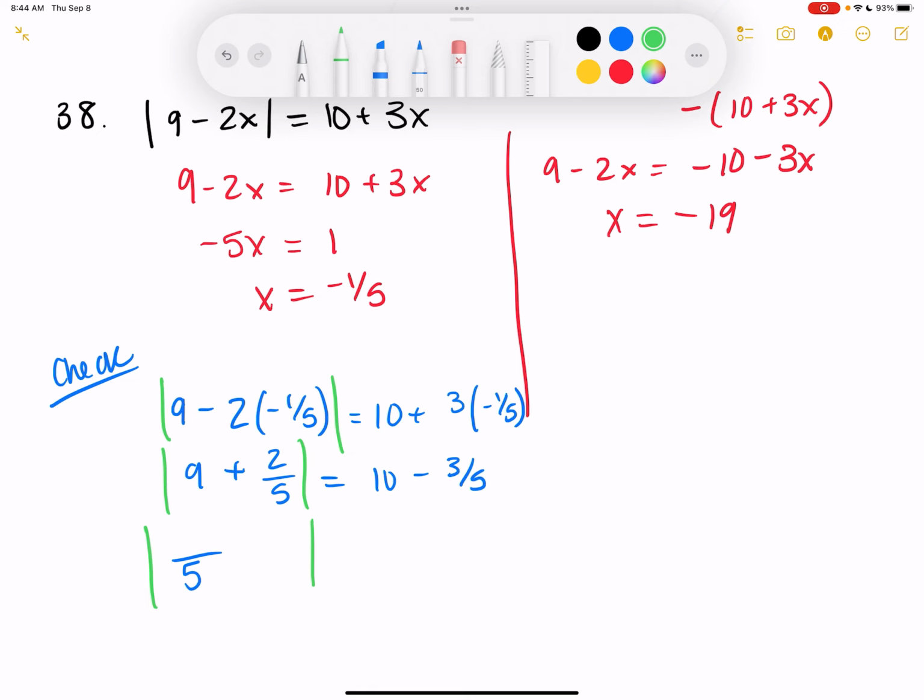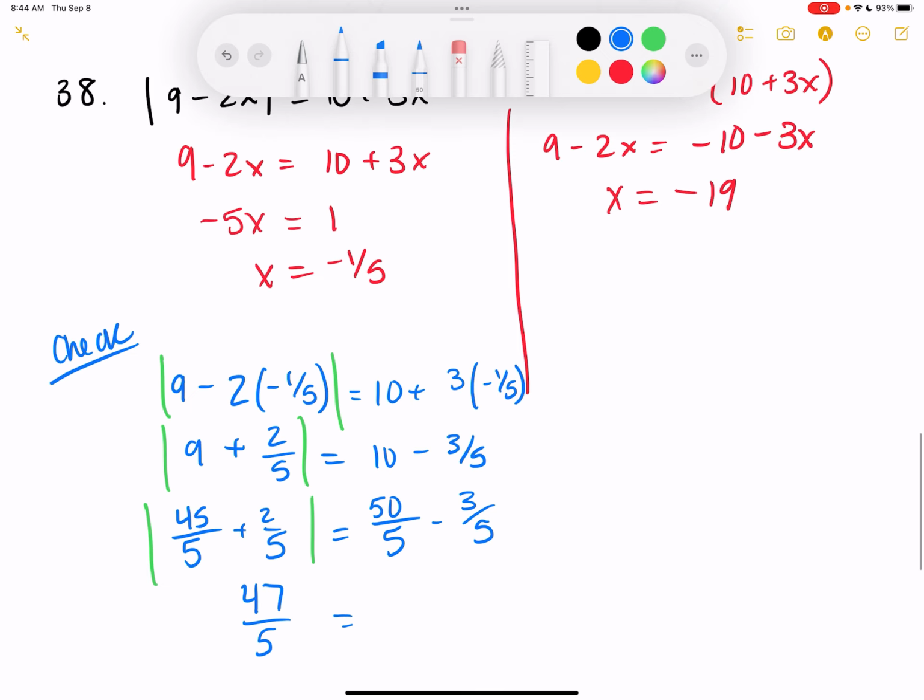Since apparently I just can't read. Okay, so 5 times 9 then is 45, so 45 over 5 plus 2 over 5 equals, I'm going to do the same thing over here, put the 10 over 5, so it's 50 minus 3 over 5. So I've got 47 over 5 equals 47 over 5. And I'm just going to save a step and not write the absolute value again.